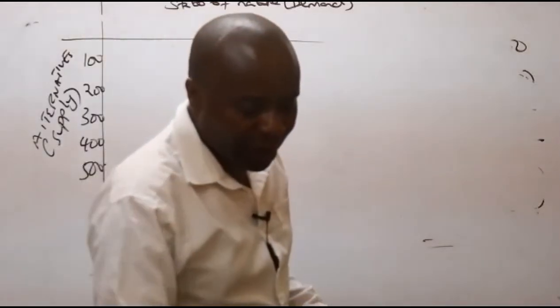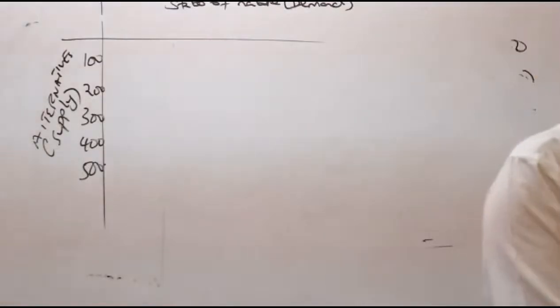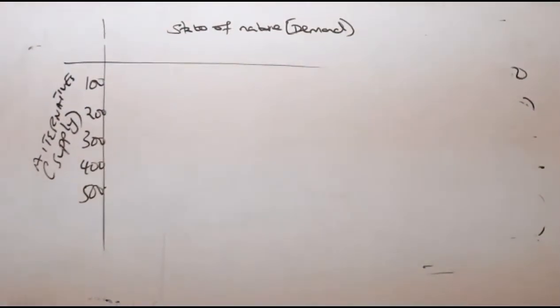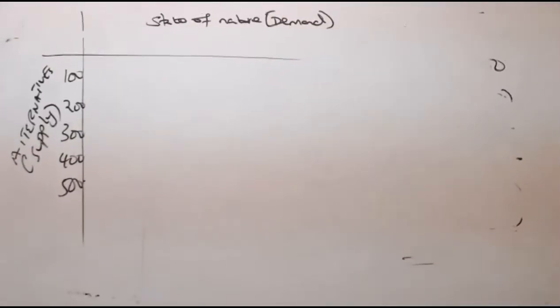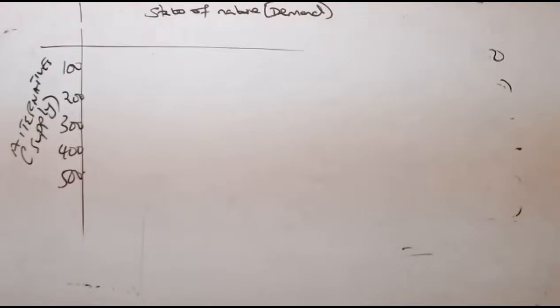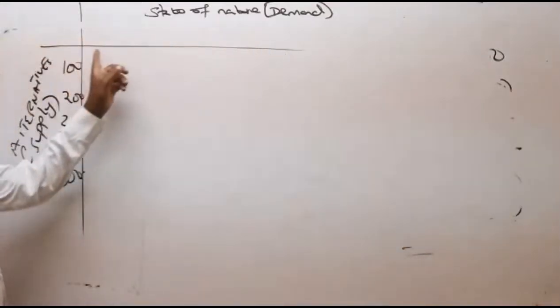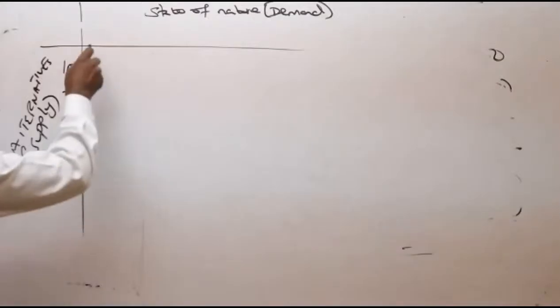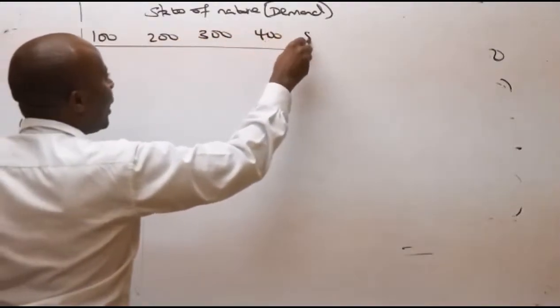Now listen, ladies and gentlemen, how do we get to really know the demand amount? Unless you're told otherwise, remember what we were told in economics, that demand and supply should always be equal. So the same supply figures that you have here will be the same demand figures we should put there. So in that case, we are going to put here 100, 200, 300, 400, and then we have 500, like that.